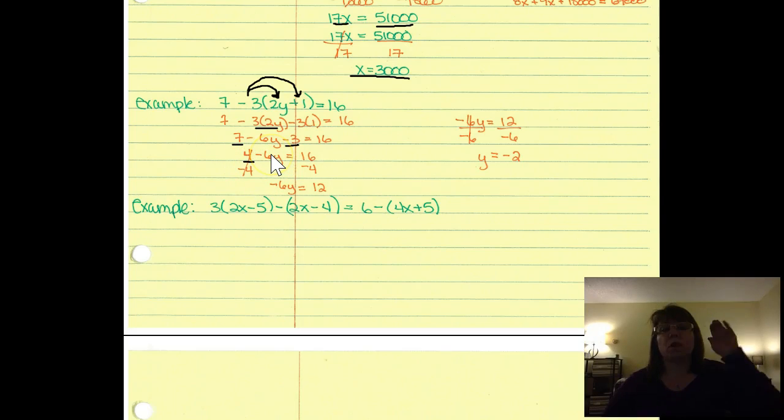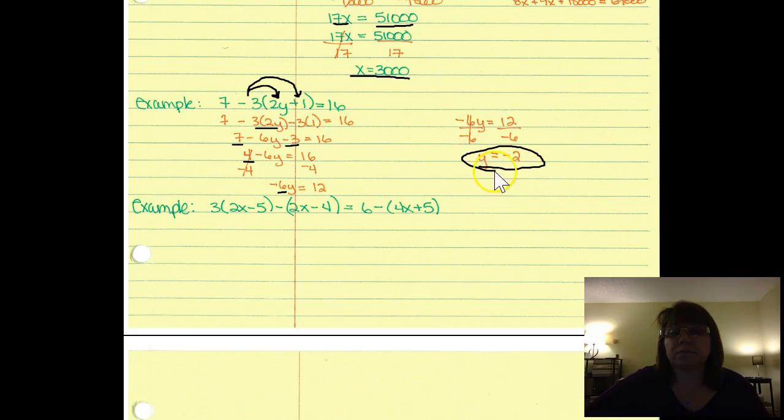Now I have some constants on one side, variables on the other side. So I'm going to bring all the constants to the right-hand side by subtracting 4, giving me negative 6y equals 12. Divide both sides by the coefficient of y, which is negative 6, and y equals negative 2. A negative divided into a positive is a negative, so the answer is negative.